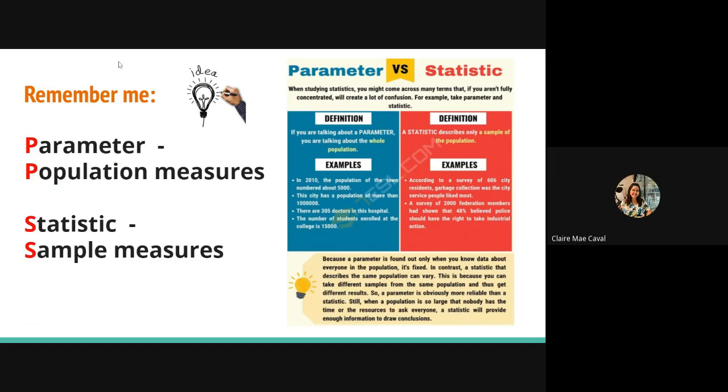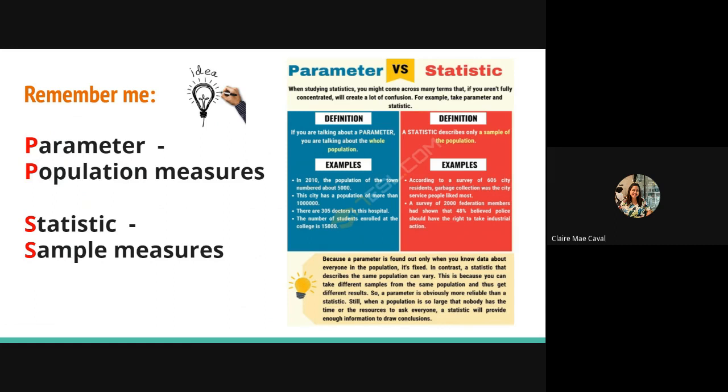This one, remember this, class. So, this is just a mnemonic. P stands for parameter, and that describes population characteristics or refers to population measures. S stands for statistic, that refers to sample measures or sample characteristics. So again, parameter talks about the whole population, while statistic describes only a sample of the population.